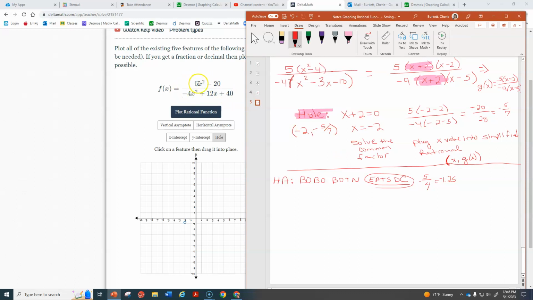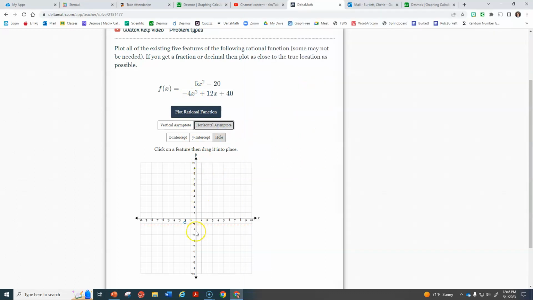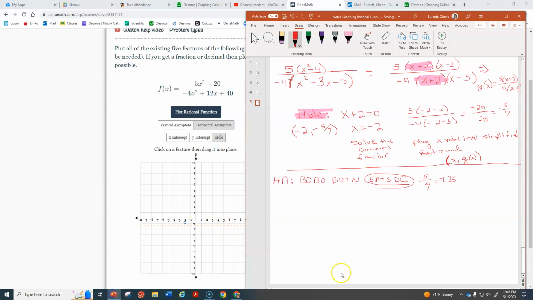Divide the coefficients. So the coefficient in front of this squared term is 5. The coefficient in front of this squared term is -4. 5 divided by -4 gives us negative 1.25. So the horizontal asymptote needs to be at negative 1.25 and a little bit more. So again, you just move it. It popped up in that place because I've already worked this problem, so that's why it remembered where it was. But negative 1.25. Do I know exactly if that's at 0.25? No, but it's not quite a half. So I think I'm pretty comfortable with that location.